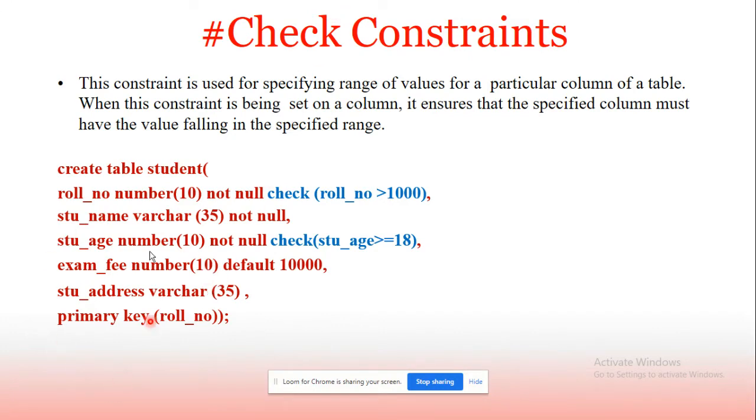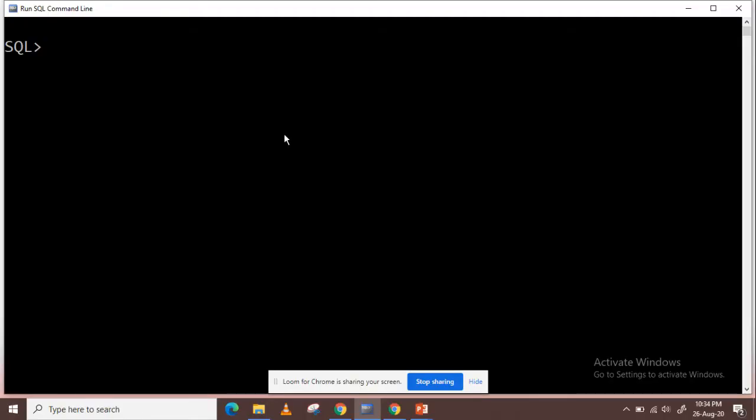So let's start the implementation of this. Here I am creating the student table, with roll number, name, age, etc. Now, as we can have only one primary key in a table, let's start creating the table with roll number of type number, size 10, and as primary key.